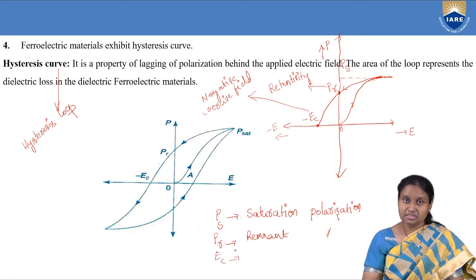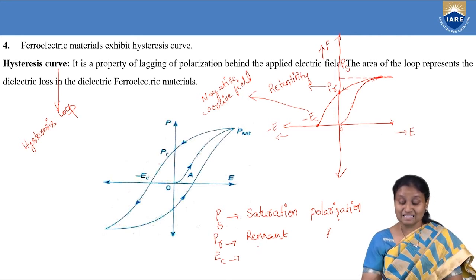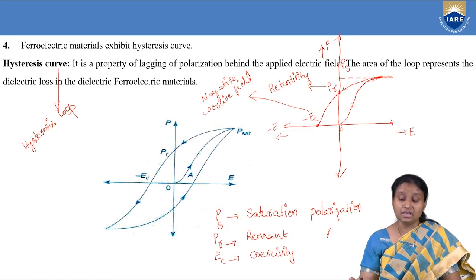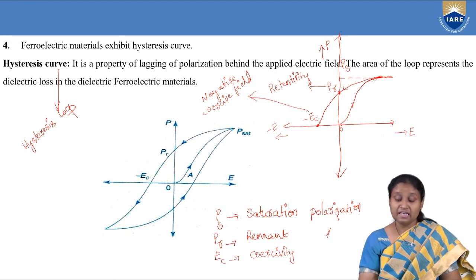Of course, if it is minus EC, it is called negative coercive field, or simply coercivity. PR is called retentivity. So what is coercivity? It is the negative coercive field, which is the negative field required in order to bring positive remnant polarization to zero.